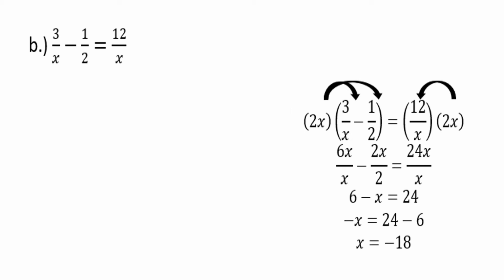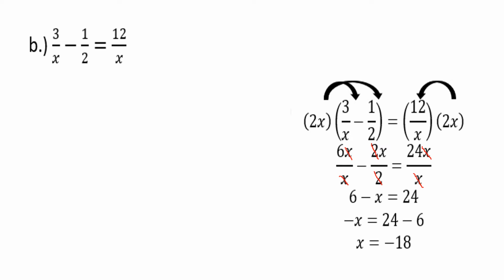So we have 6x divided by x, so this becomes 1. And then 2x over 2 becomes 1. We can cancel out this. And 24x divided by x, so x divided by x is 1. So we have now the remaining 6 minus x equals 24. Then we can simplify this. Combine like terms. So we have negative x equals 24 minus 6.